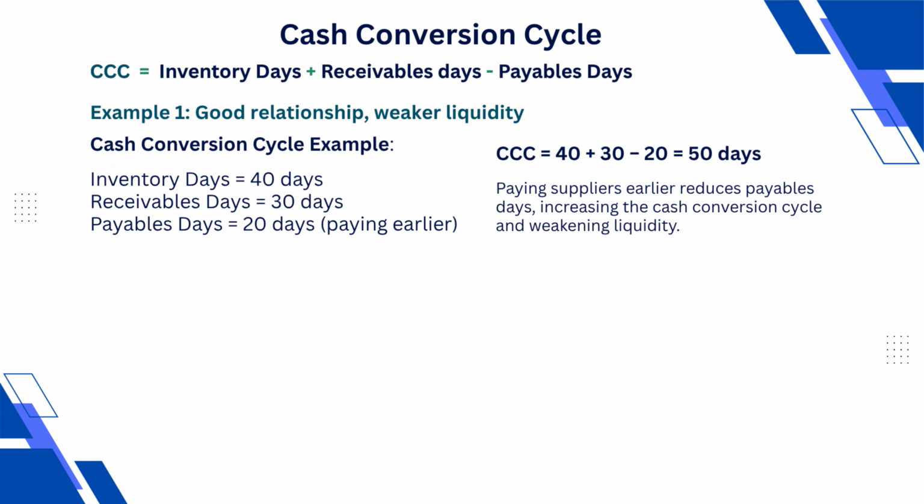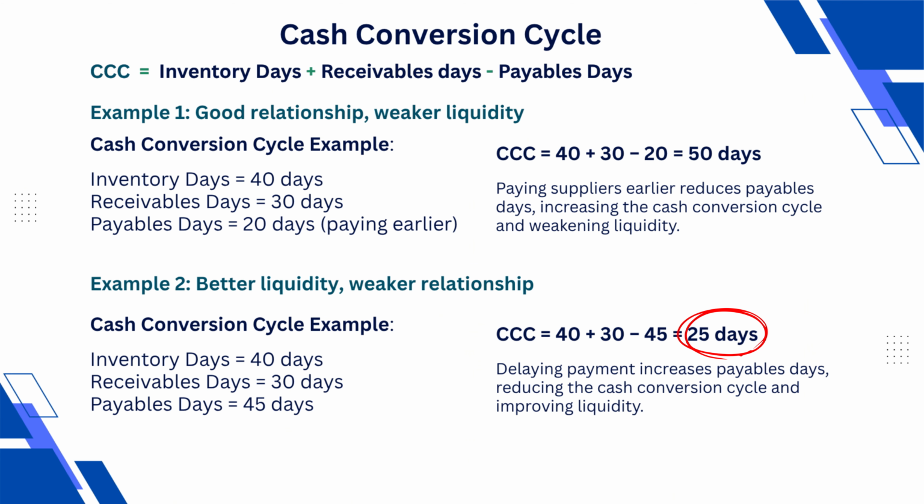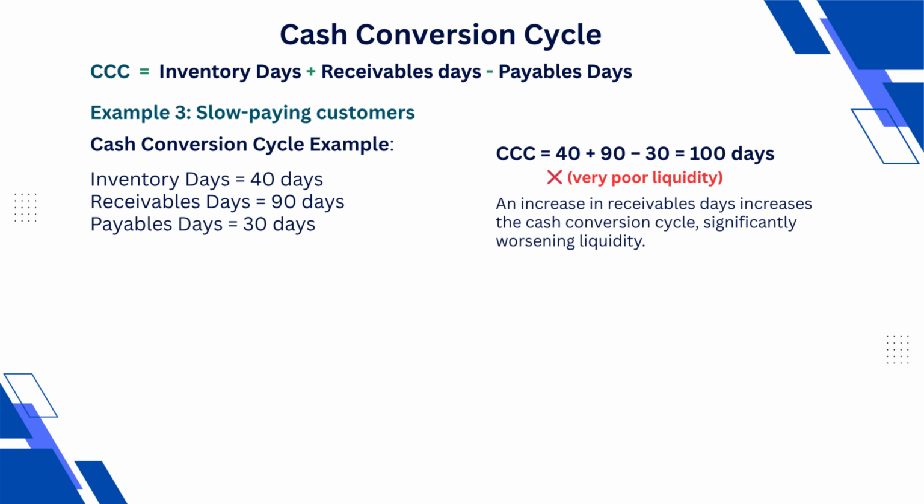Let's look at another example. Delaying payment increases payables days, reducing the cash conversion cycle and improving liquidity. An increase in receivables days increases the cash conversion cycle, significantly worsening liquidity. If customers take longer to pay, receivables days increase, lengthening the cash conversion cycle and creating liquidity pressure.